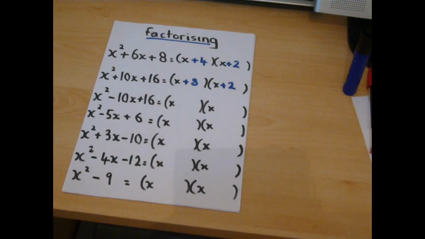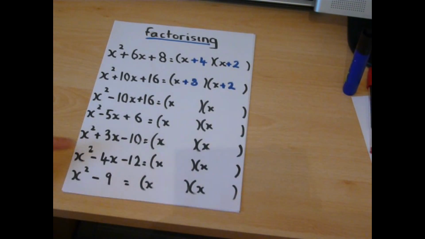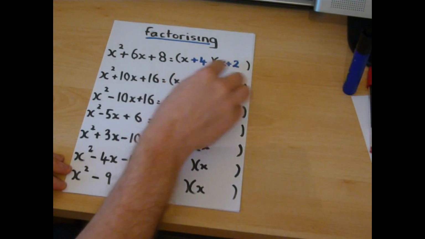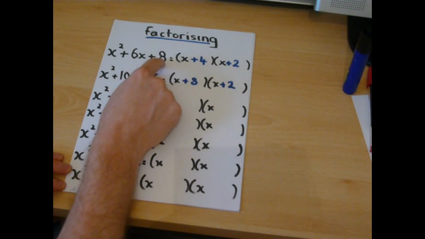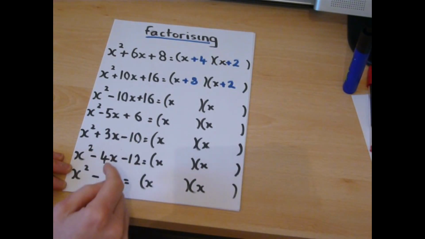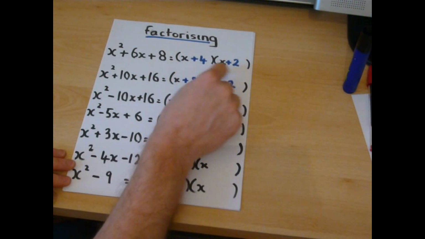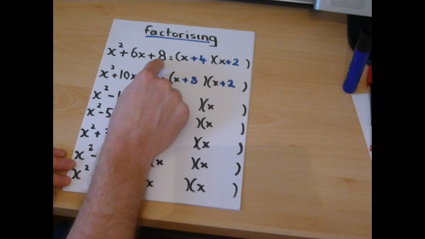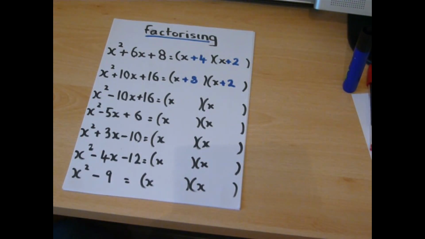With factorising, we have 3 terms here, and we're looking for 2 numbers which times to make the third number and add to make the second number. And of course 4 times 2 is 8, and 4 plus 2 is 6.